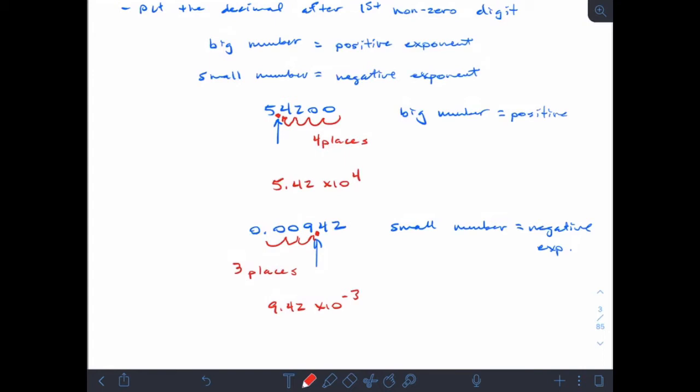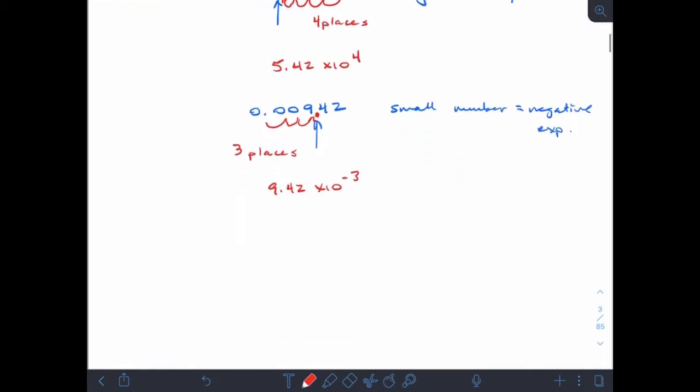Okay. Now if it helps to think in terms of left and right, did I move the decimal place left? Did I move it right? That's a fine way to think about it as well. I've always been pretty good at keeping in mind that small numbers get a negative exponent, big numbers get a positive exponent.